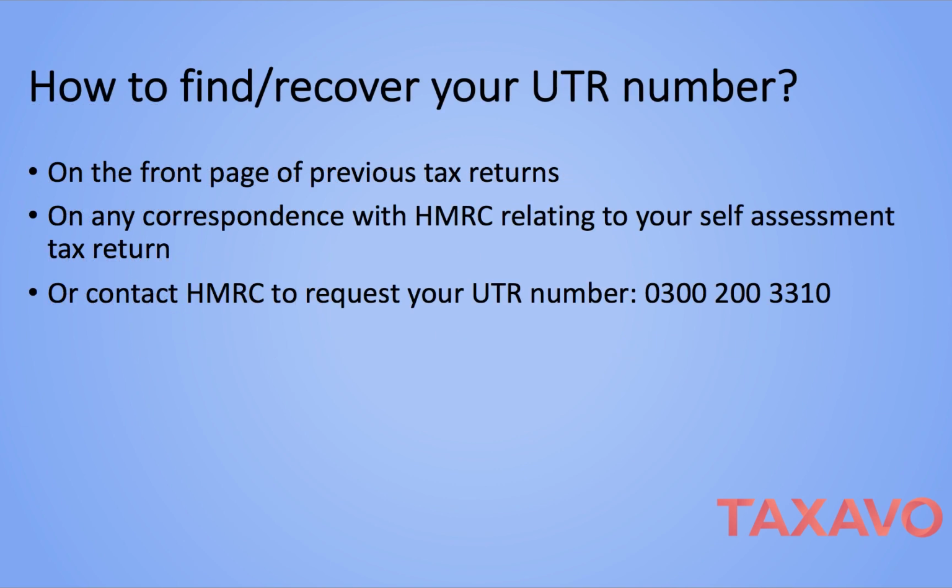If you have previously registered for self-assessment or have completed a tax return in earlier years, you will already have a UTR number. This can be found on the front page of previous tax returns or on any correspondence from HMRC relating to your self-assessment tax return, i.e. payment notices. If you do not have any of these documents and know you have registered in the past, then you can contact HMRC using the number on screen and request your UTR number.